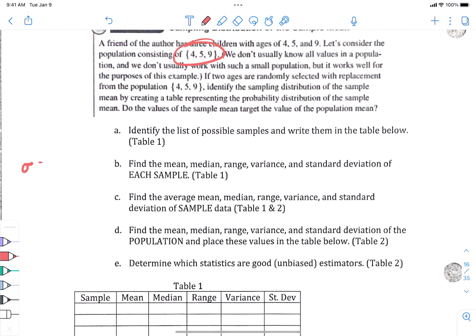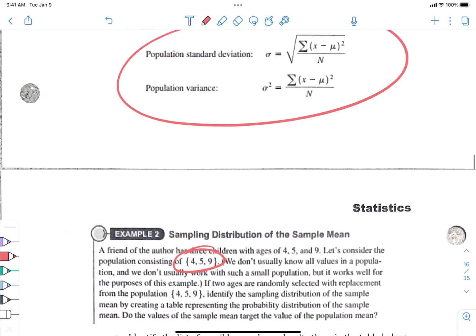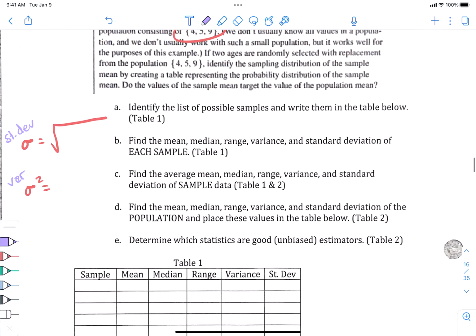This is standard deviation. And this is variance. So we want to write those down. Variance and standard deviation. Okay. The sum of all the x minus mu's squared divided by n.